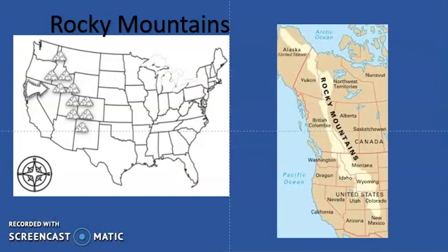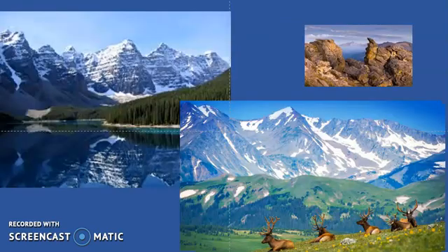On the other side of the United States, on the western side, we have the Rocky Mountains. The Rocky Mountains start in Alaska and go all the way down to New Mexico. Here are some pictures of the Rocky Mountains so you can check out how they look. Interesting fact, Mount Elbert is the highest summit of the Rocky Mountains of North America. The length of the mountain range is 3,000 miles.